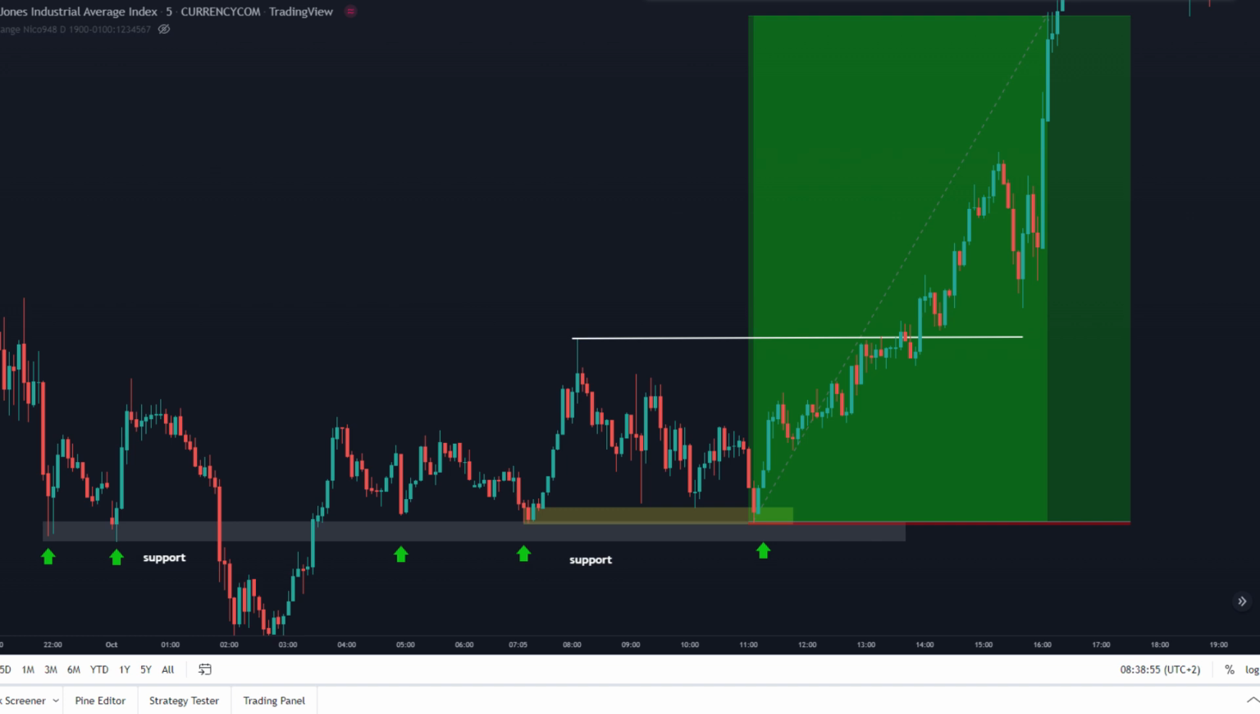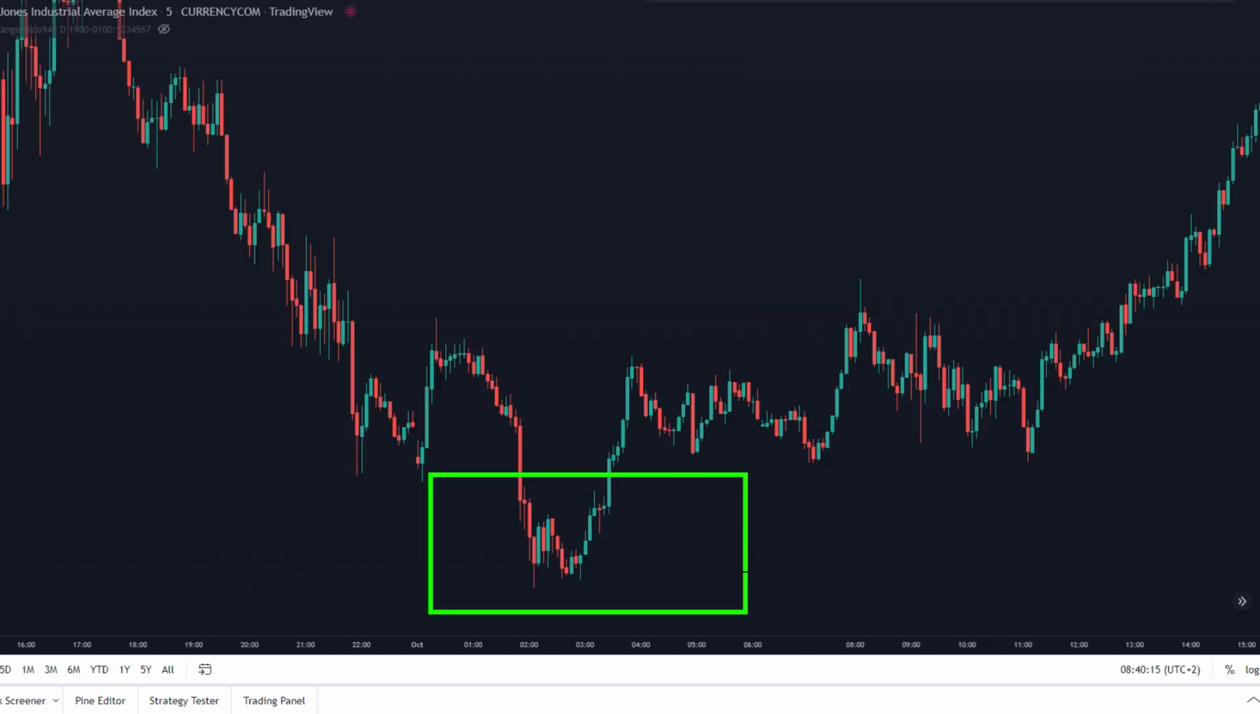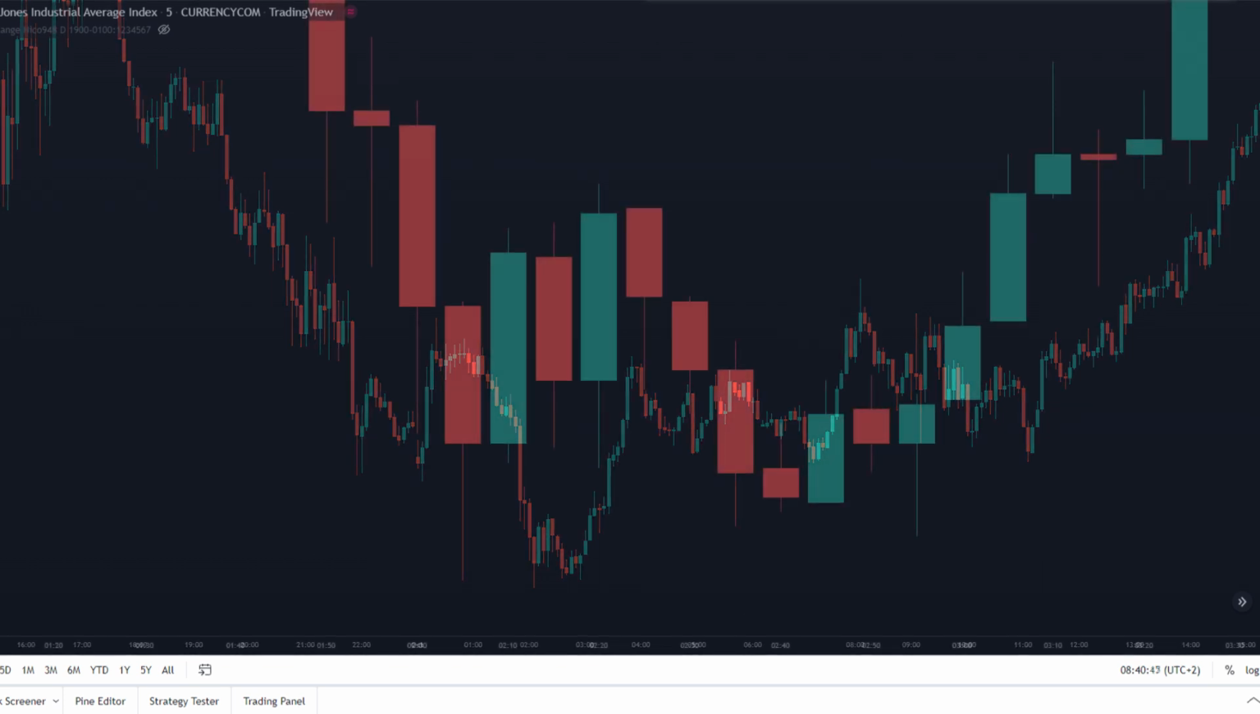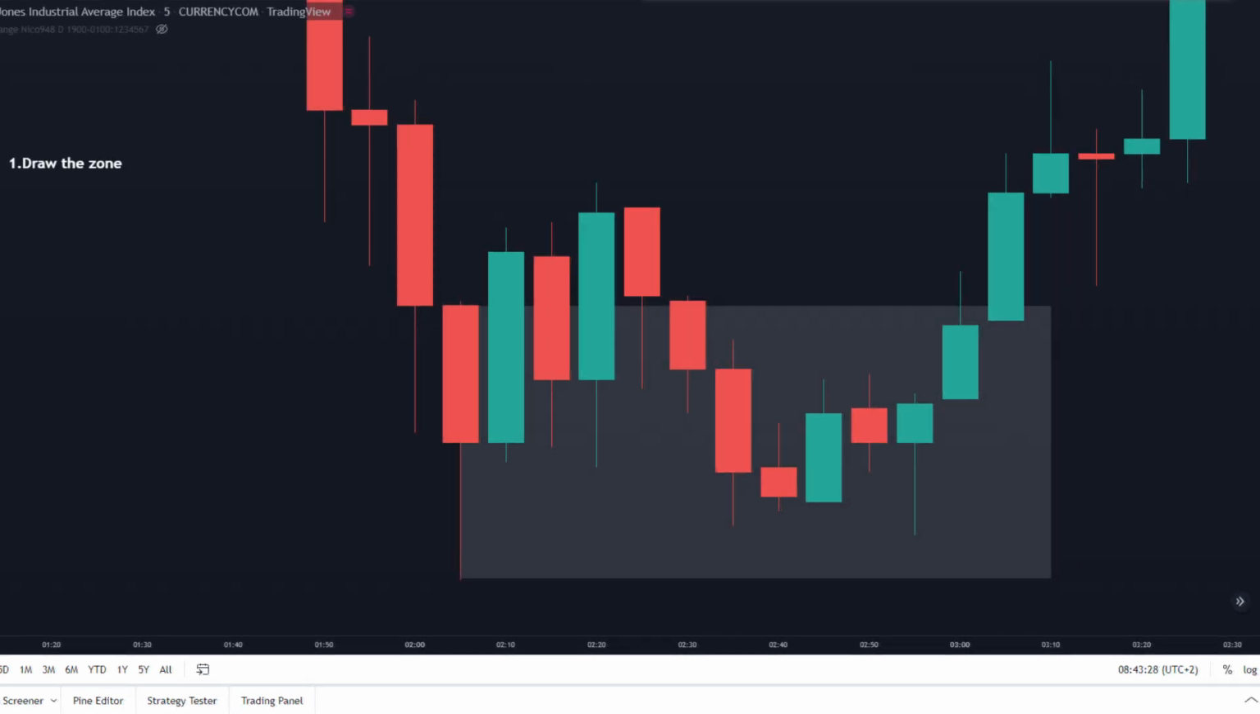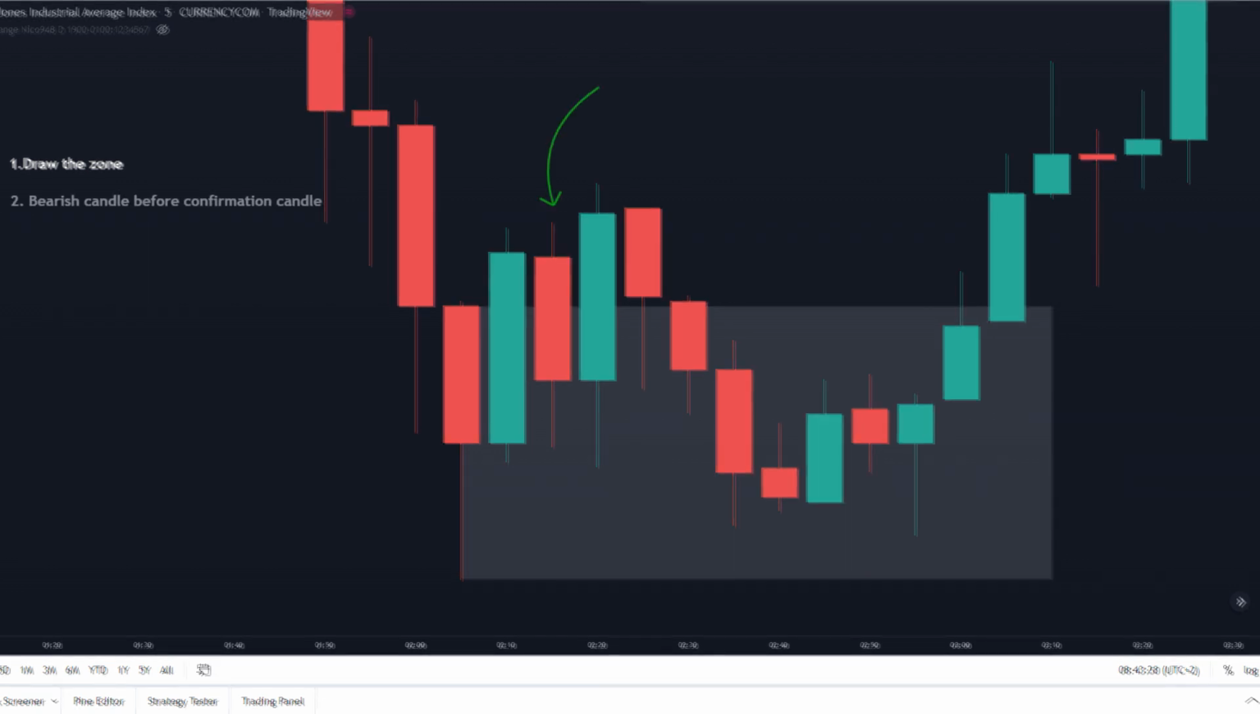We used support and resistance on this same chart, but what if I can show you that you can enter here? We will zoom in so that everything is clear for everyone. Firstly, let's draw the demand zone. Secondly, find a bearish candle before any bullish confirmation.